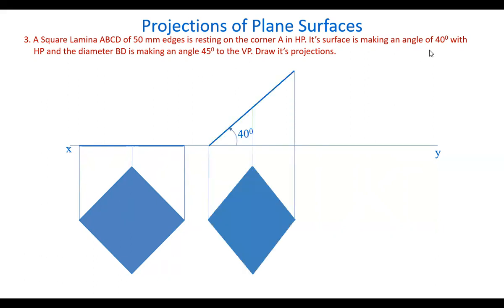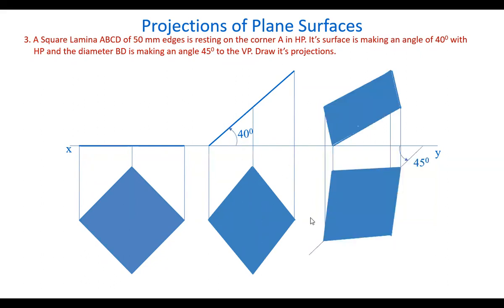Second position, this surface is at a 40 degrees angle with the HP. Next, this diagonal, right? The other diagonal is BD. That BD is making a 45 degrees angle with the VP. So these are the final projections of the plane surface, the plane lamina.